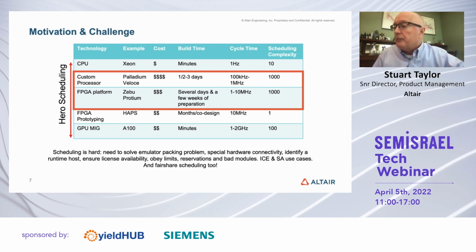I've also added GPU here. Obviously, that's not an emulator, but with some of the new families of GPU, we can slice and run multiple jobs. So it's a similar problem to Tetris packing, and Hero can do that, but it's not our focus for today.